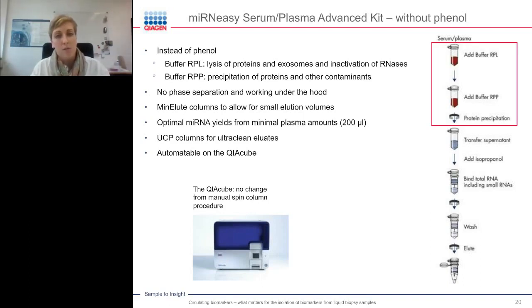In the second step, you are then taking the supernatant and you go into the typical spin column based protocols from QIAGEN. So here you really have the advantage to get rid of the phenol. You don't need to do a phase separation step, and in fact you don't need to work under the hood anymore. These kits are also including what we call the UCP columns, and I'm going to talk a little bit more about that in a second and what exactly it stands for.